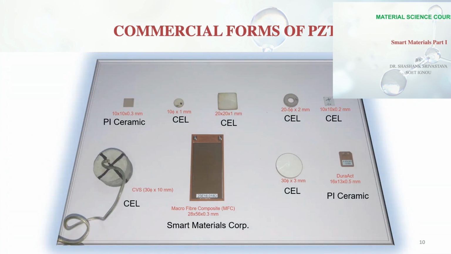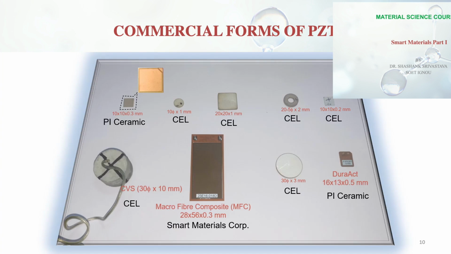Now, in the commercial market, PZT is available in the form of sheets of various thicknesses, various shapes, and various planar dimensions. It is available as square, rectangle, and annular rings, but is brittle in nature. So there are some special types, for example the CVS, which is a special type of piezo composite sensor, and then there is the macrofiber composite or MFC and the Duract. So these are special types of sensors.